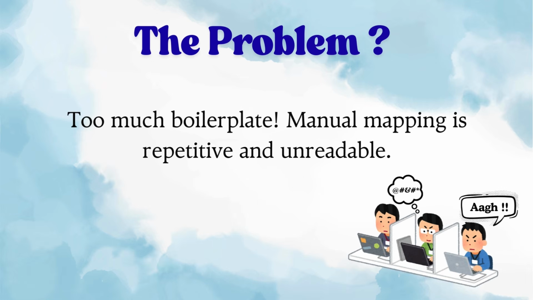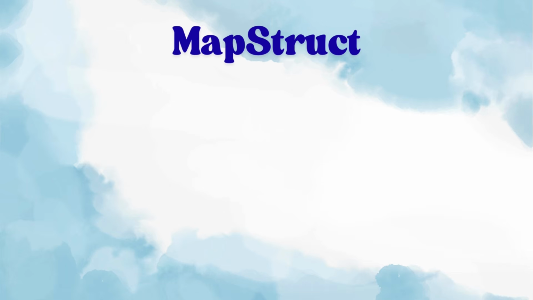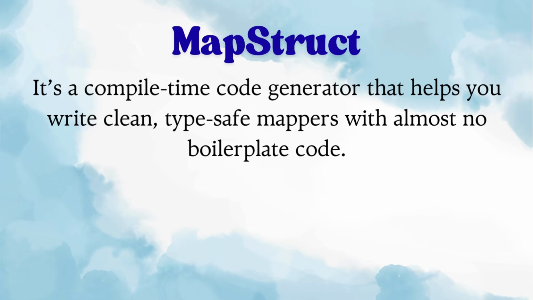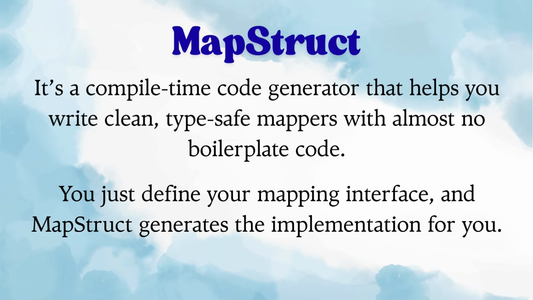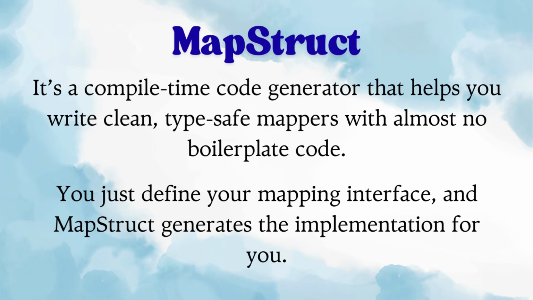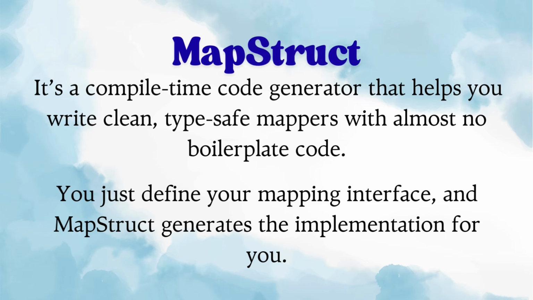Now the problem: writing this mapping manually means a lot of boilerplate code. You will have tons of getters and setters and repetitive conversions that make your code less readable and harder to maintain. So to simplify this, we have a powerful tool called MapStruct. It's a compile time code generator that helps you write clean, type-safe mappers with almost no boilerplate code. You just define your mapping interface and MapStruct generates the implementation for you. So let's go through the video and understand how it works.